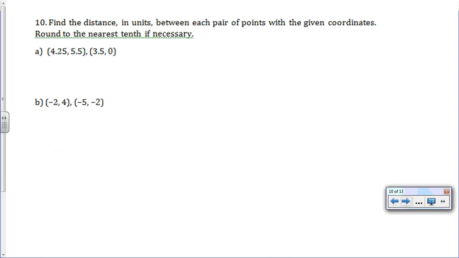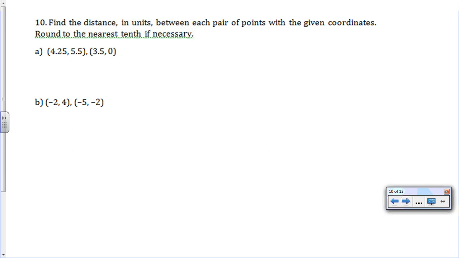Alright, number 10. Find the distance in units between each pair of points with the given coordinates. Round to the nearest tenth if necessary. So here's the kind of problem where you don't have a graph, so I'm not going to be able to go and just draw in the right triangle. So these kind of problems need the distance formula, because there's no other option. So my one word of advice on this kind of problem is be careful with your x's and your y's.